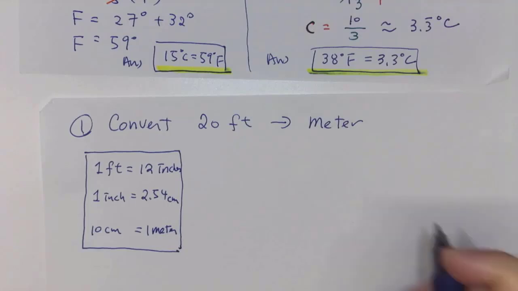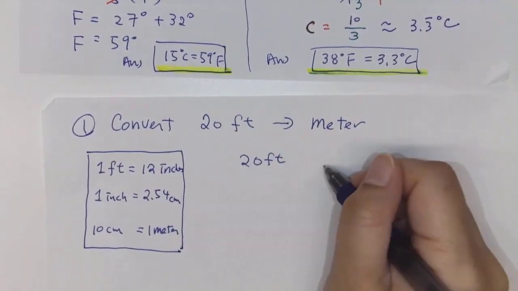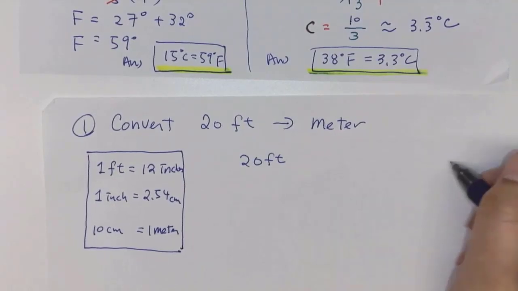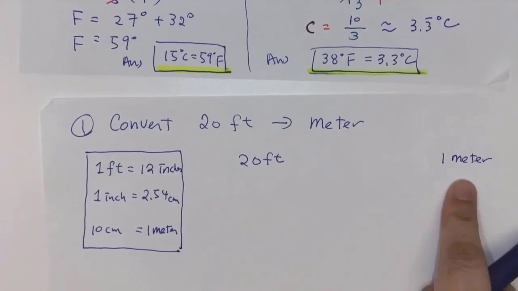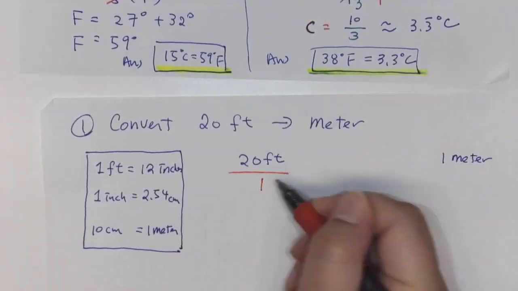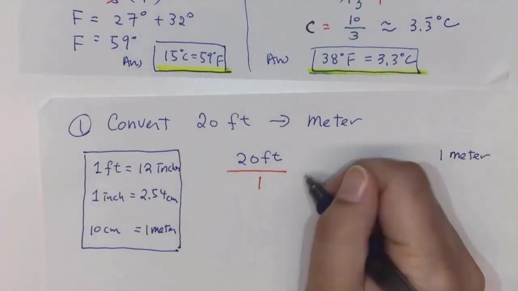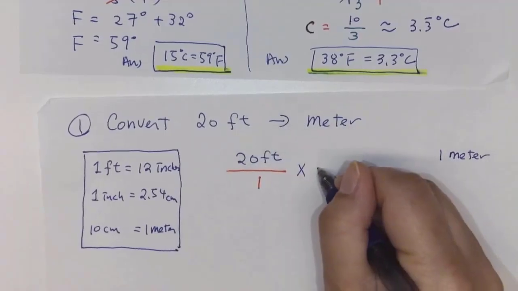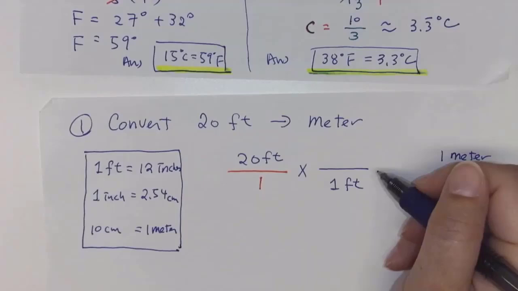All right, so we started with 20 feet, right? And then somehow we need to end with meters. So from feet to meters, basically. So this number doesn't have a denominator, right? I put the 1 here. Is it okay? And then I'm going to multiply this. I need to get rid of feet, so I know 1 foot is going to be how many inches?